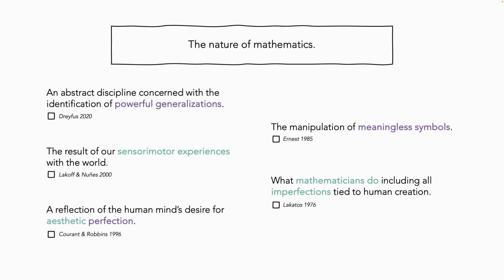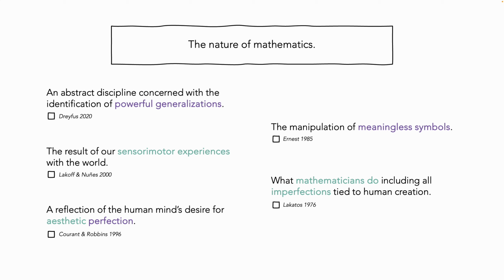And here again, there's a bit from both sides. Some people will define mathematics as an abstract discipline concerned with the identification of powerful generalizations or the manipulation of meaningless symbols, which is quite abstract. But some people will say that mathematics is the result of our sensory motor experiences with the world, or that mathematics is what mathematicians do and includes space for imperfections. And this is more on the concrete side of things.